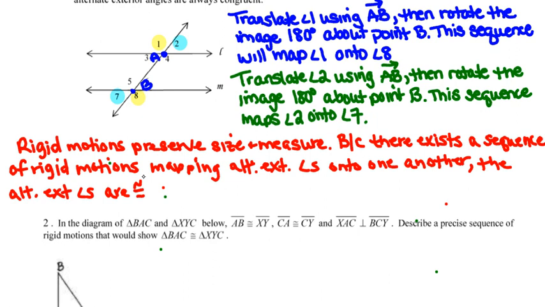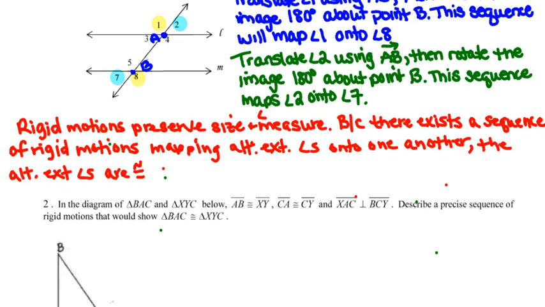Perfect. So again, really nothing new in this video. It's still that whole same idea of rigid motions preserving size and angle measure. Now, let me go back and insert the angle there. And the idea that there exists a sequence of those rigid motions that will map the alternate exterior angles onto one another, causing them to be congruent.